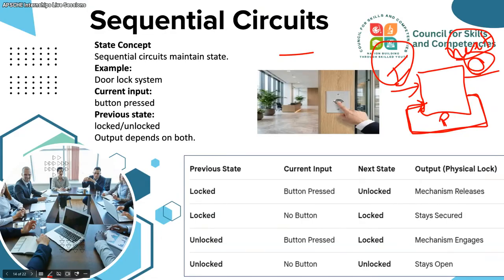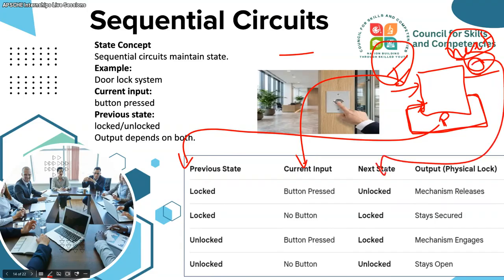So this is about the state. This is the previous state we have been looking into, this is the current input, and this is the output. For the time being, try to avoid this.